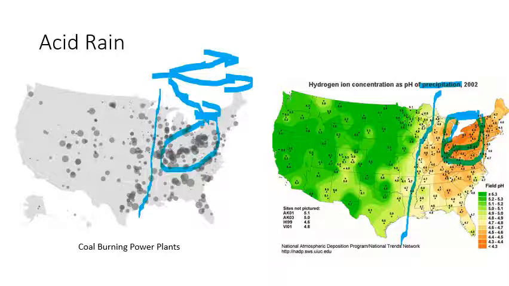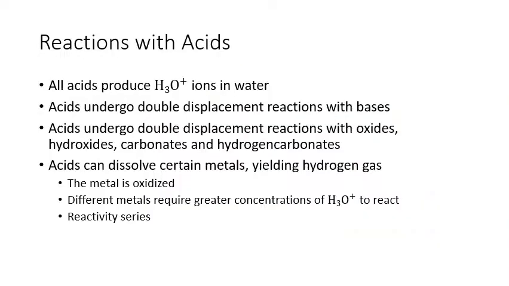So burning fossil fuels puts those molecules into the air. Those molecules react with water and they create an acid environment. And then that acid can fall out of the rain as a solution of SO4, HSO4, HNO3, which are all acids. So those are all acids, and those are what acids are.